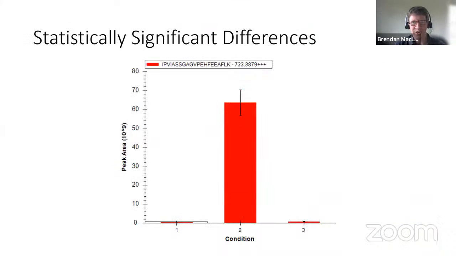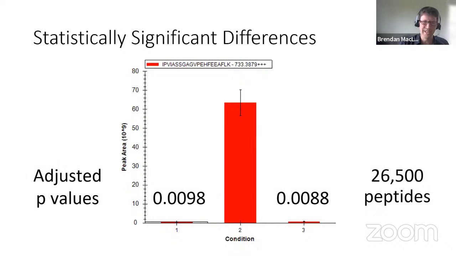Okay, so here's a second peptide. People think, and I would usually ask, do you think it's statistically significant? And it looks even more extreme than last time. And when we look, yeah, actually the adjusted p-values are now even better than 1% false discovery rate. So less than 1% false discovery rate. These are quantitatively different, even though we looked at 26,500 of these.